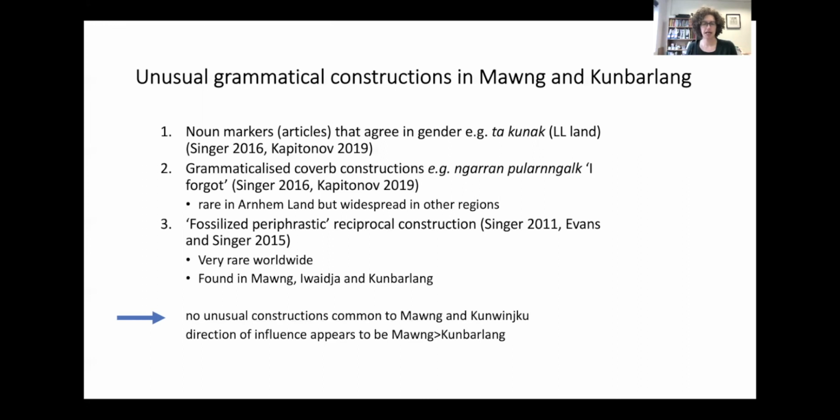So there's a couple of unusual constructions that are common to Mawng and Kunbarlang. There doesn't seem to be any that are common to Mawng and Kunwinjku. And interestingly, the direction of influence in terms of these constructions seems to be Mawng to Kunbarlang, although obviously this is only clear with the reciprocal construction. But even the coverb constructions, in Mawng you have hundreds of coverb constructions, whereas in Kunbarlang you have less than 100, which suggests that they haven't had as much time to develop perhaps.